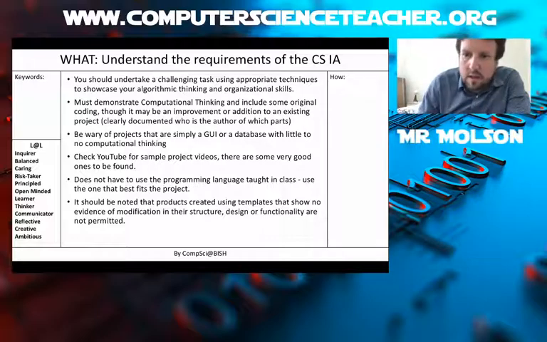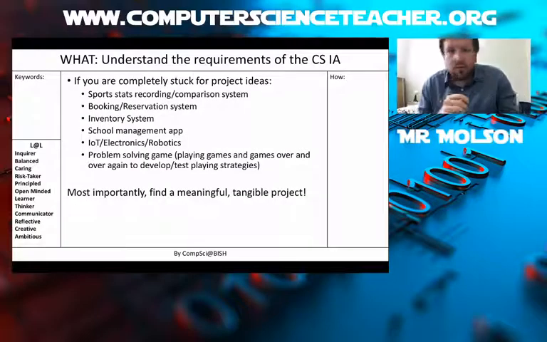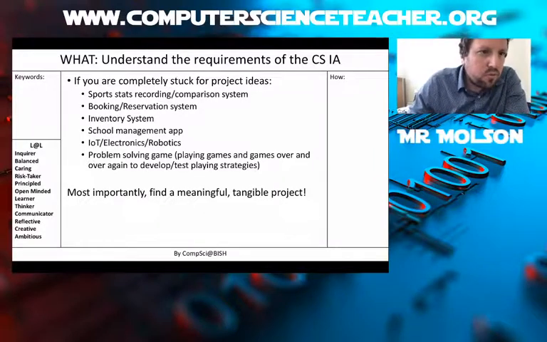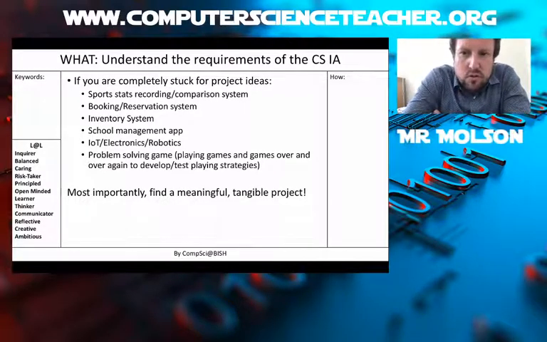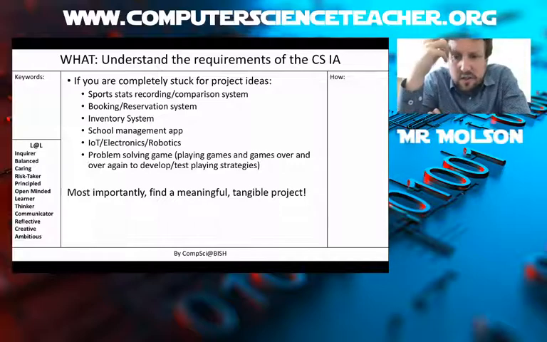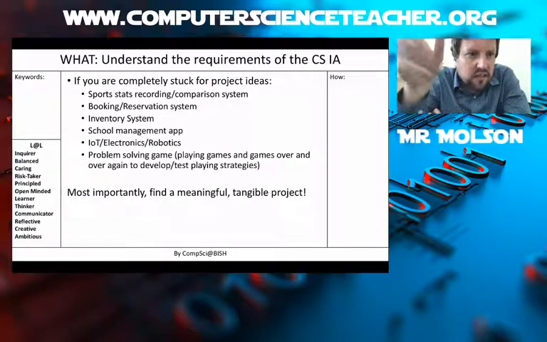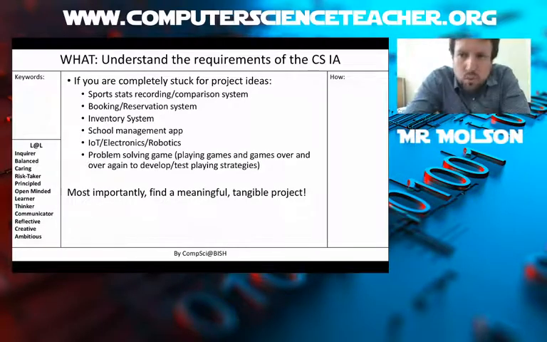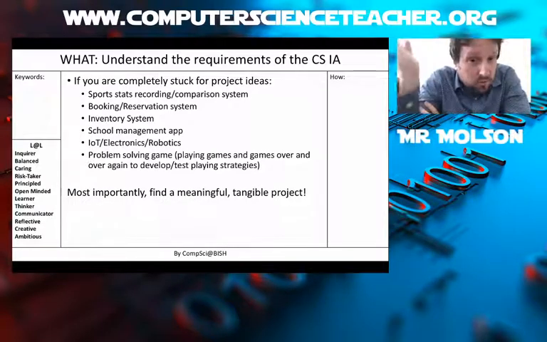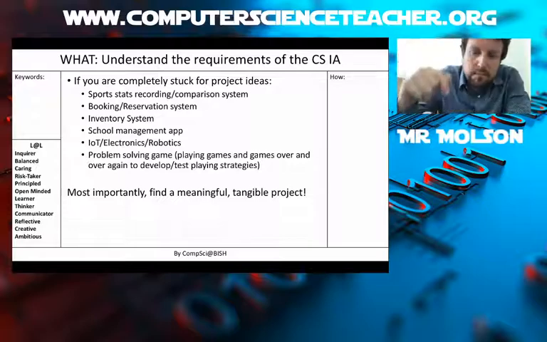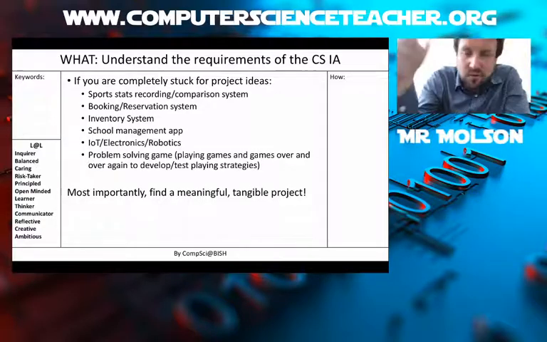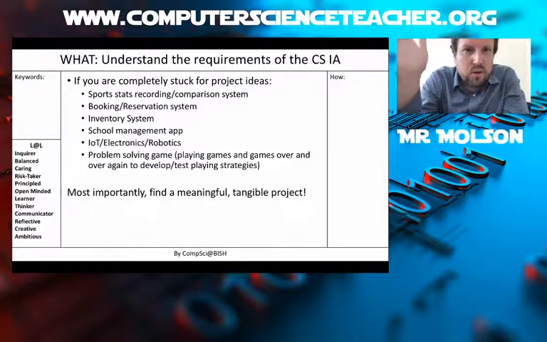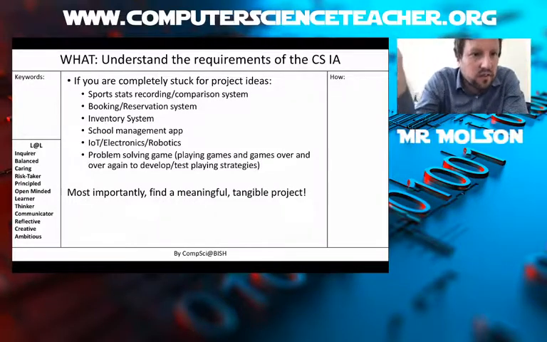If you're really stuck for an idea, here are some examples of good ideas. I quite like this one. I think there is some scope here around storing sports stats. In our school we have lots of sports teams. We've got a basketball team, a football team, sorry, soccer team, various volleyball teams, and I'm sure in the summer there'll be athletics and tennis and things like that.